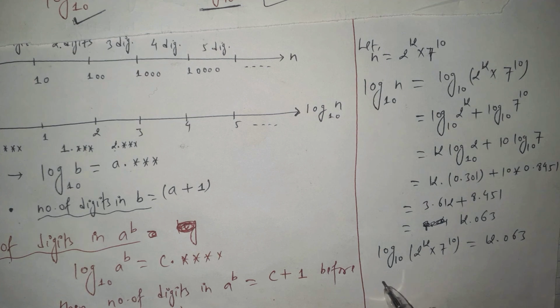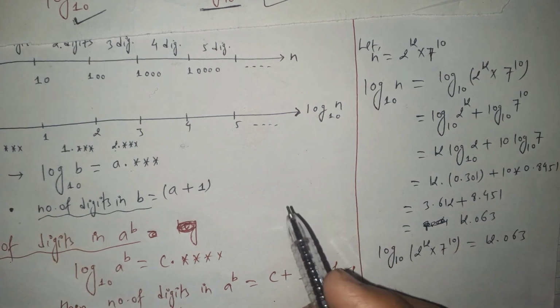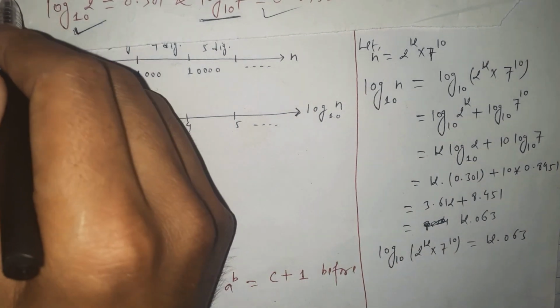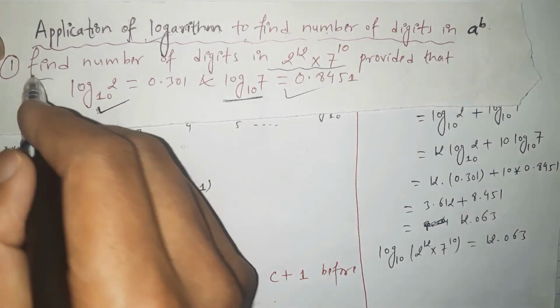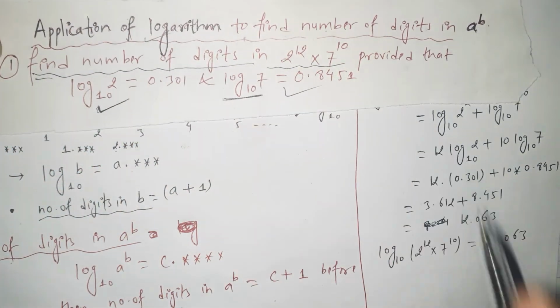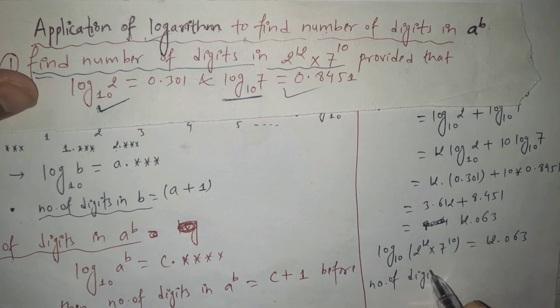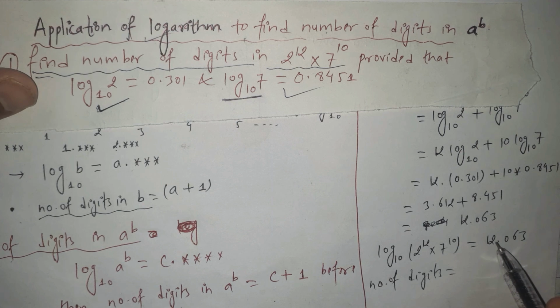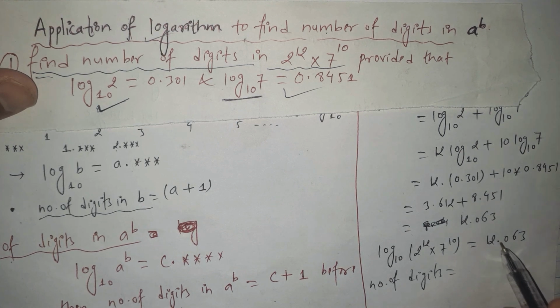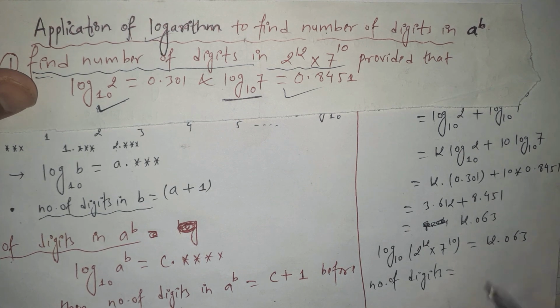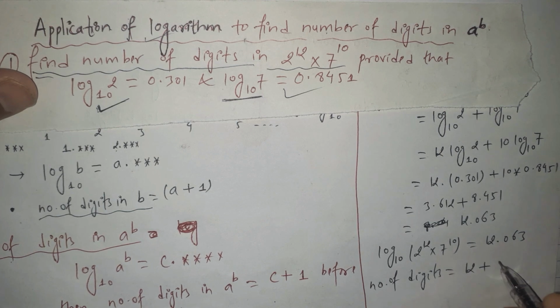But here we are asked to calculate the number of digits. The question is to find the number of digits. So please remember the formula: the number of digits is the number before the decimal, which is here 12, plus an extra 1. The number before the decimal is 12, and to calculate the number of digits we add 1 to this number, 12 plus 1.